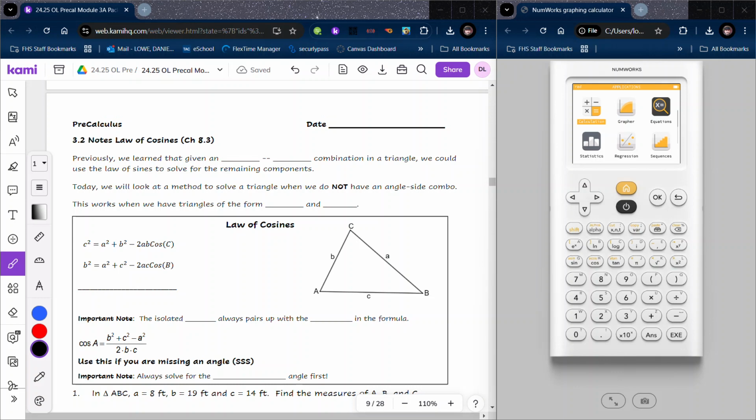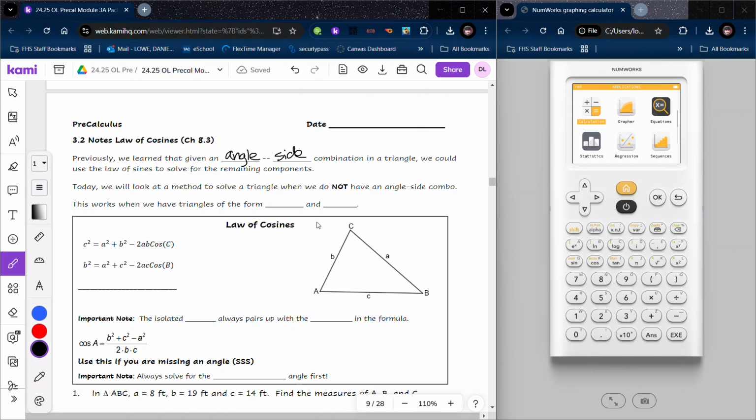We'll be looking at the notes on the law of cosines in these videos to come. So, previously, you learned that if you're given an angle and side combination in a triangle, you can use the law of sines to solve for the remaining components. Today, we'll look at what you can do when you don't have an angle-side combo.